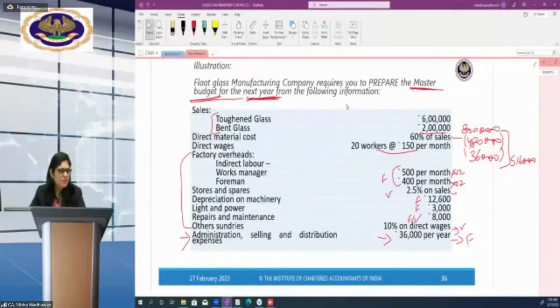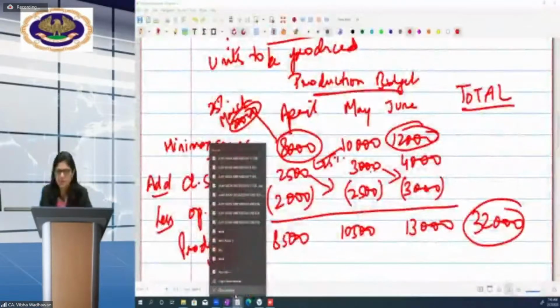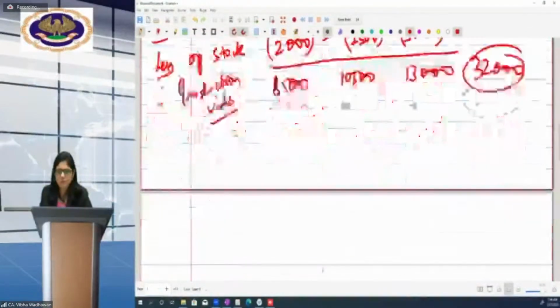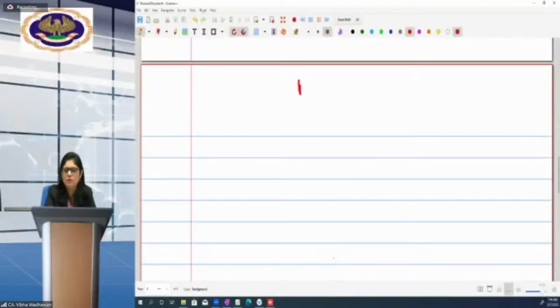5,26,800. It is just the cost sheet. That is exactly what I was telling. Master budget is actually the entire cost sheet. I am just going to explain what exactly we mean by master budget. See, what is master budget? Actually, master budget is the complete cost sheet, as I told you yesterday also.